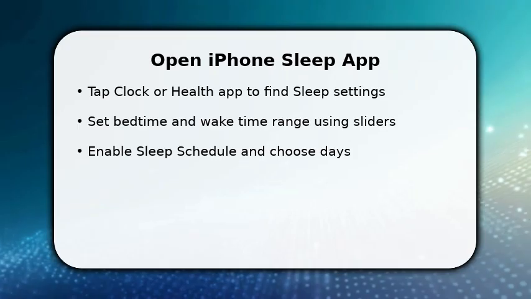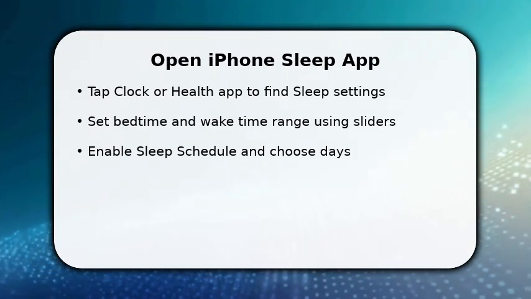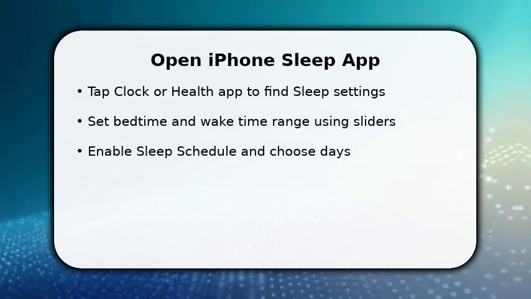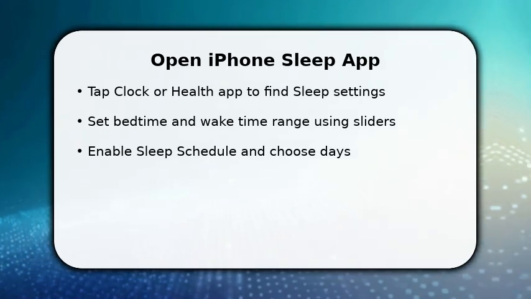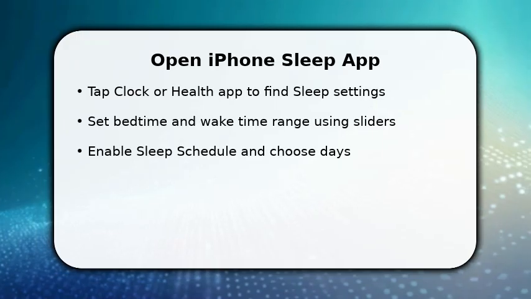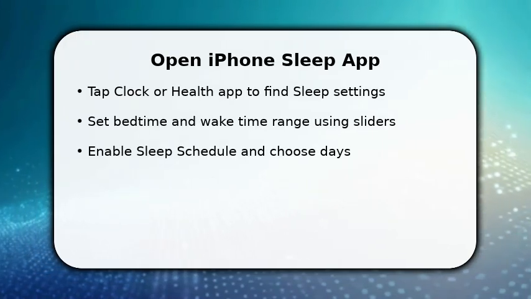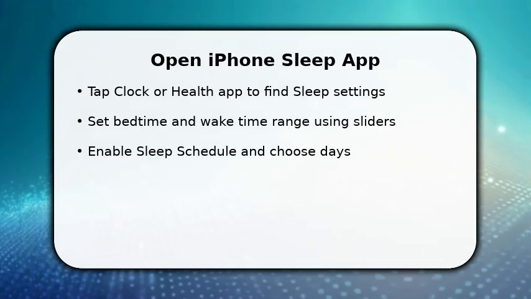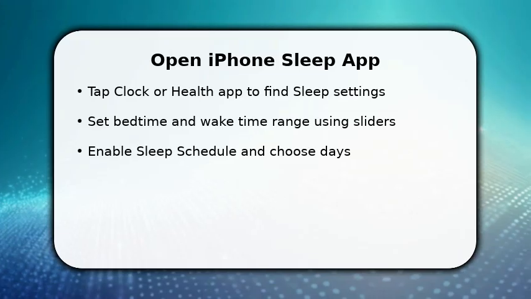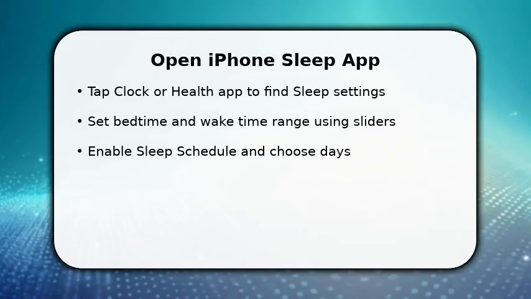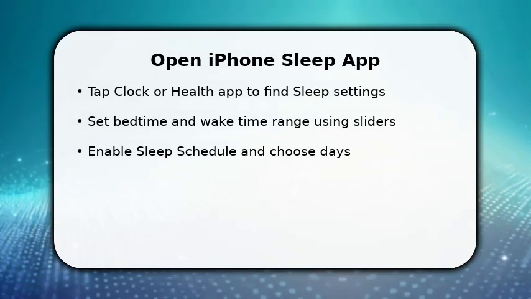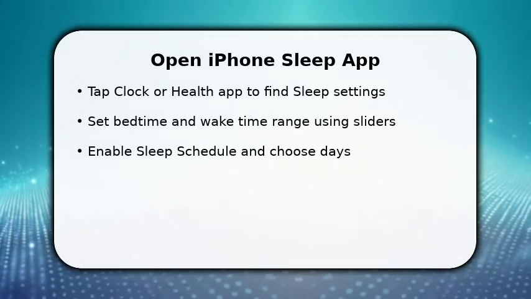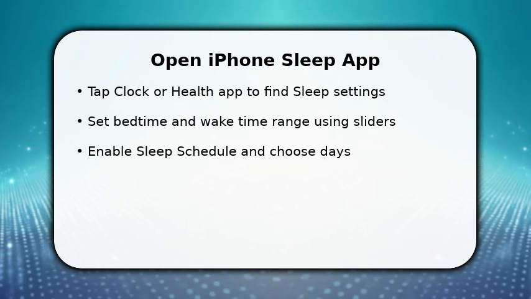You start by opening the sleep section in Clock or Health. Do this now. Set a realistic bedtime and wake time using the sliders so your phone learns your routine. Once done, enable the sleep schedule and pick the days it applies. This makes the system trigger wind down automatically. Make sure focus is linked so notifications are limited, because reducing interruptions improves sleep quality. You'll finish initial setup quickly and move into configuring wind down tools next.